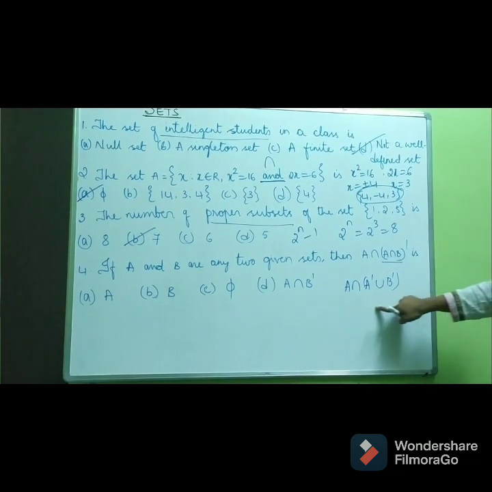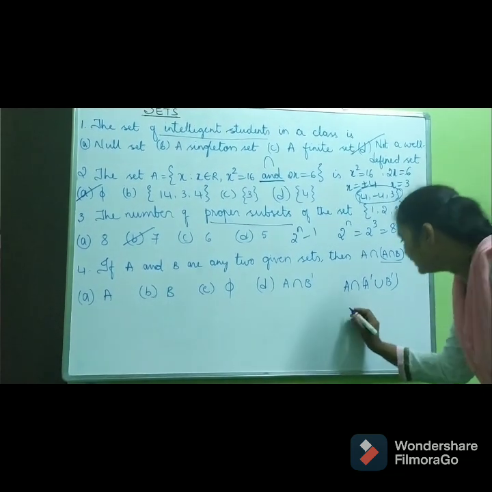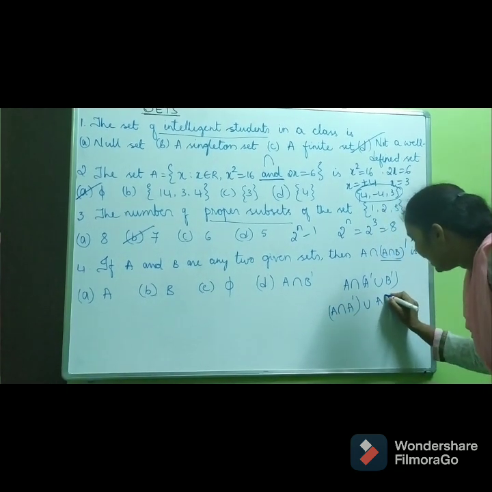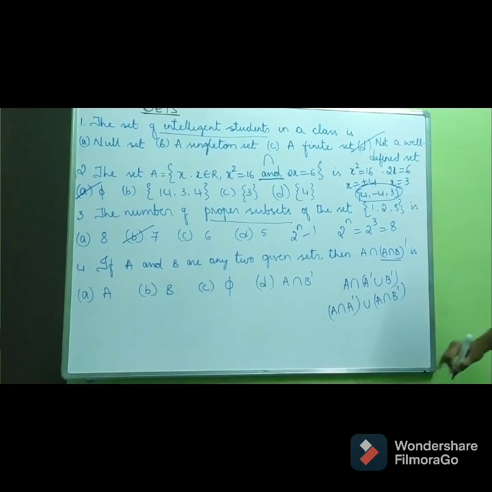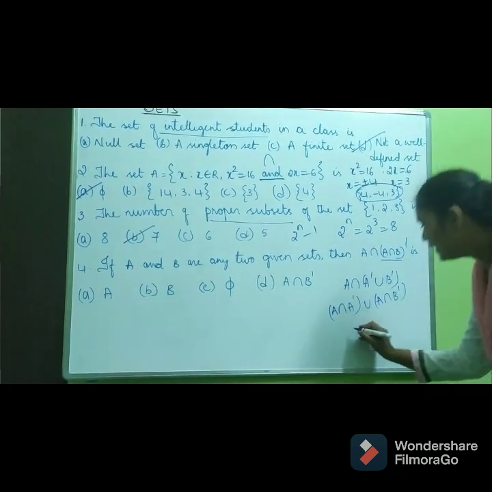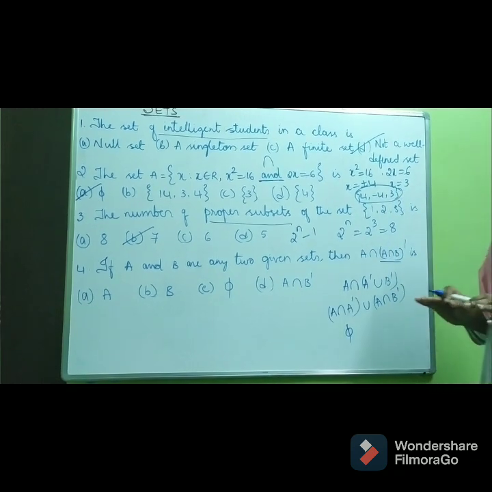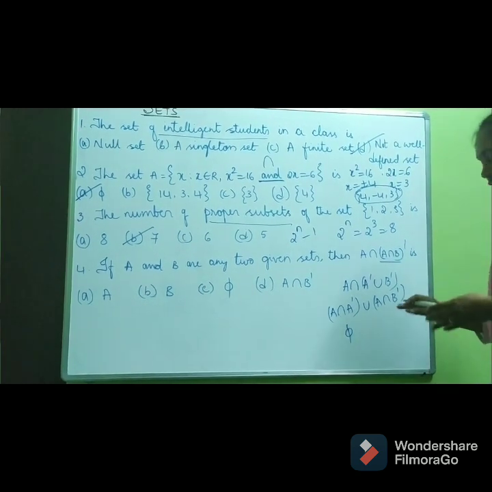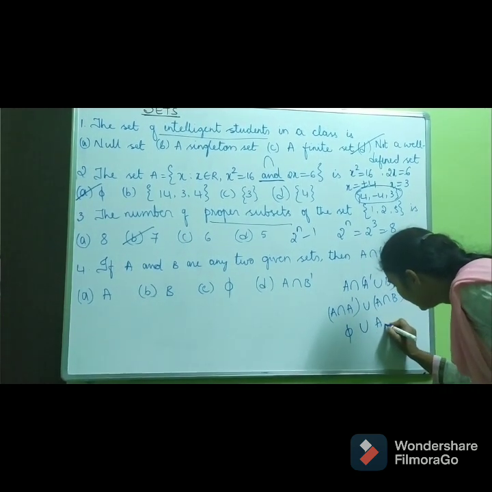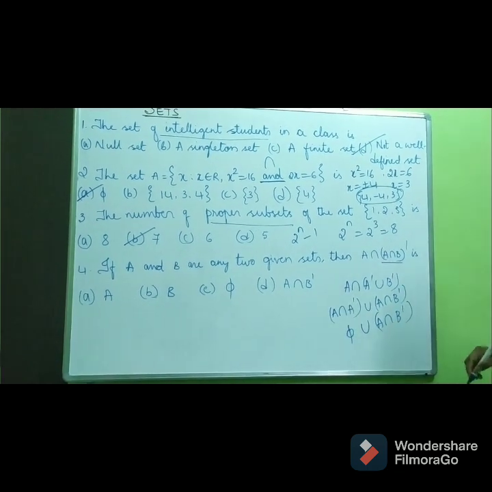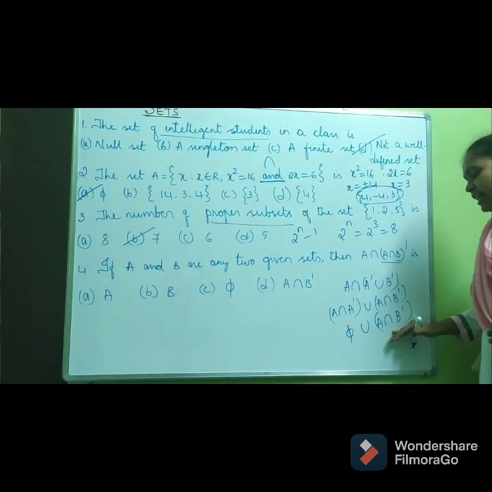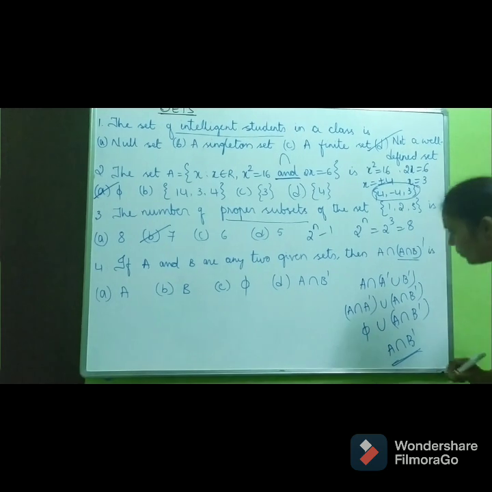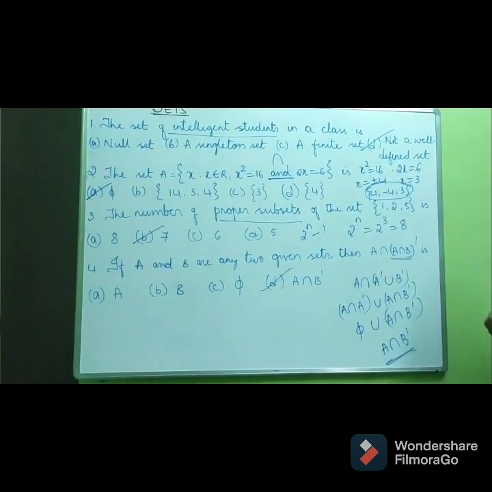Now it is just the distributive law. Apply the distributive law here. This is nothing but (A intersection A complement) union (A intersection B complement). We all know A intersection A complement is nothing but the null set. There is no common element at all between a set and its complement. If you take the union of a set with a null set, your resultant would be A intersection B complement. That is option D.